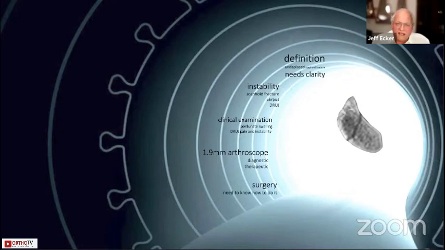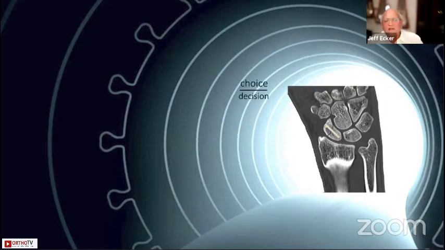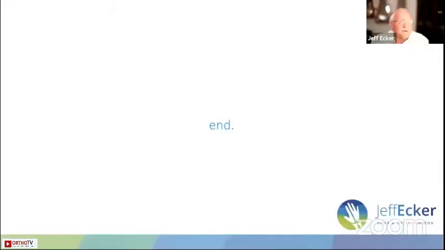And of course, as Esther said, if you don't know how to do the surgery, you're going to have some complications. And I think a lot of the criticism of open surgery is on big series without people that are well trained to know what they're doing. So we need a full information base, and we must never forget that the scaphoid is part of the whole wrist. There's a choice and a decision to be made about surgery. There's a risk-benefit ratio. It's what the patient needs, and it's the expertise of the surgeon, the experience of the surgeon, and the facilities that are available.